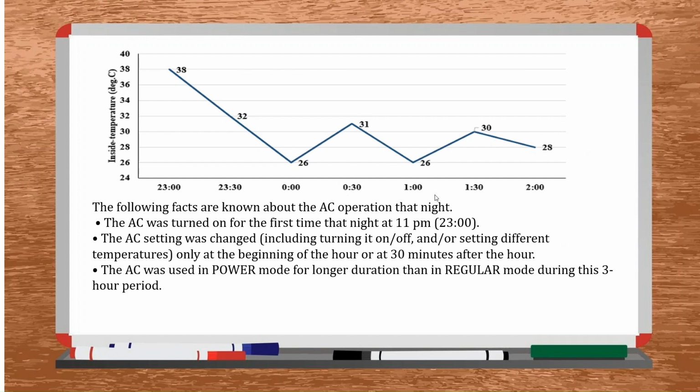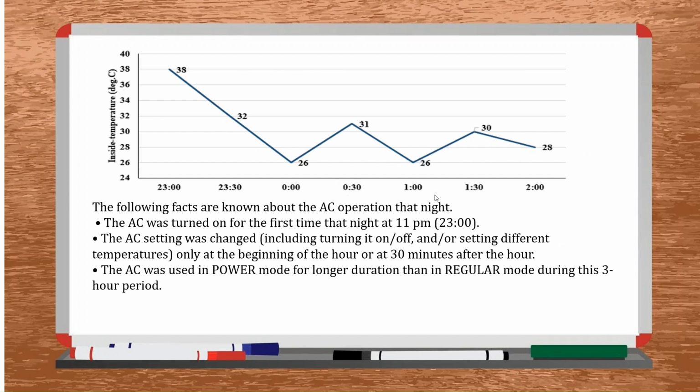Now we know certain facts about the AC operation on that night. First, the AC was turned on for the first time that night at 11 p.m. The AC setting was changed. What do we mean by AC setting? It means including turning it on or off or setting to a different temperature only at the beginning of the hour or at 30 minutes after the hour. So we only need to consider 30 minute slots between 11 p.m. and 2 a.m. No operation happened in between the 30 minute slots.